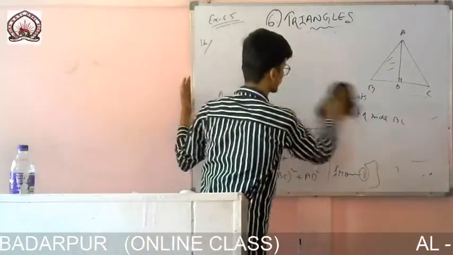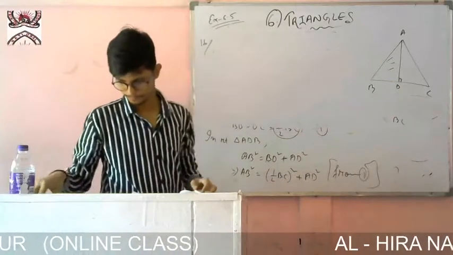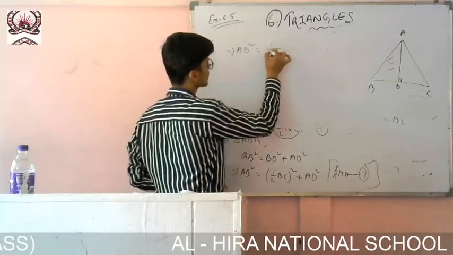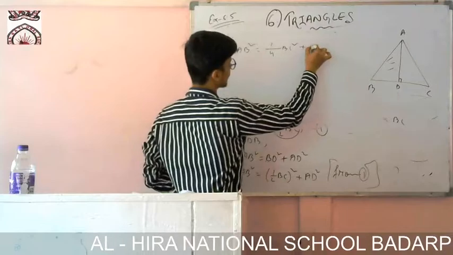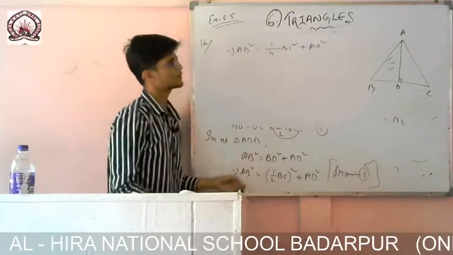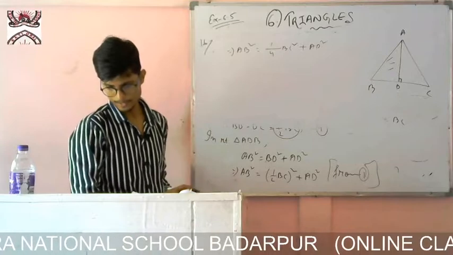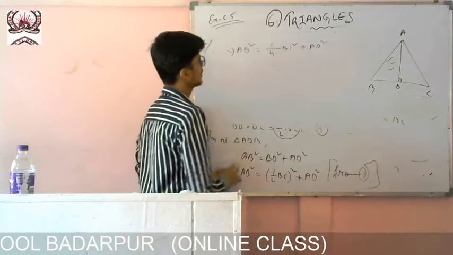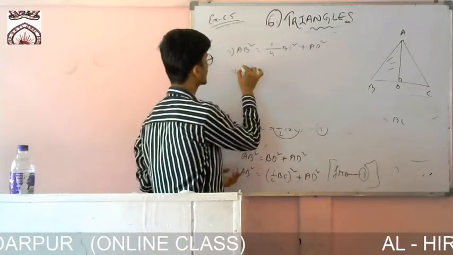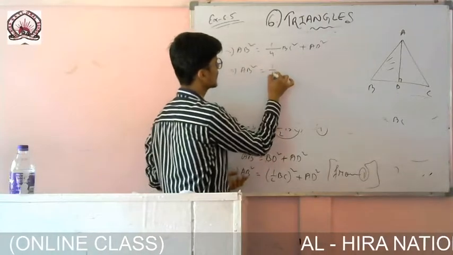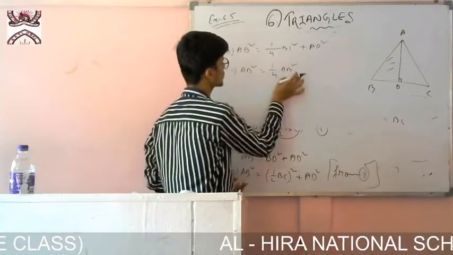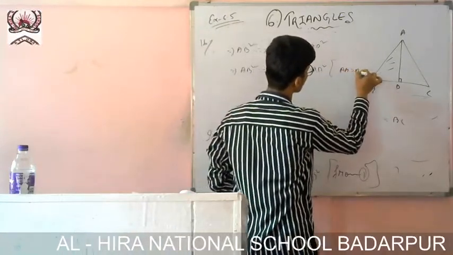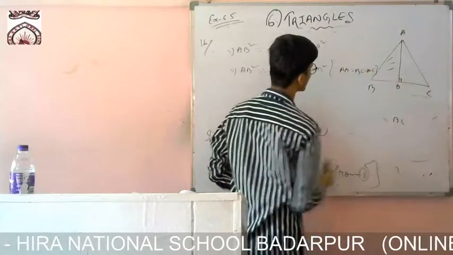After that only 3-4 lines are left, just calculation. So AB square is equal to 1/4 BC square plus AD square. And like earlier, since all the sides are equal in an equilateral triangle, in place of BC I am writing AB, because AB is also there. Since AB is equal to BC is equal to CA, it is an equilateral triangle, no?